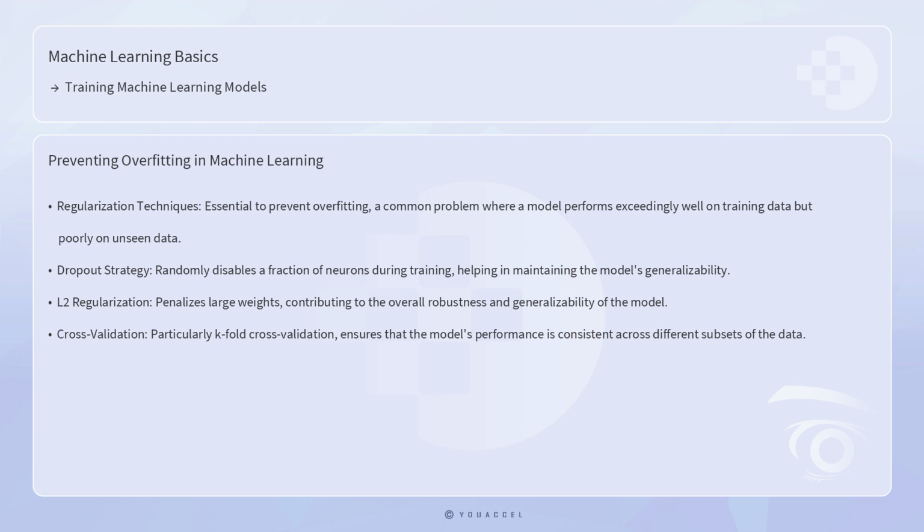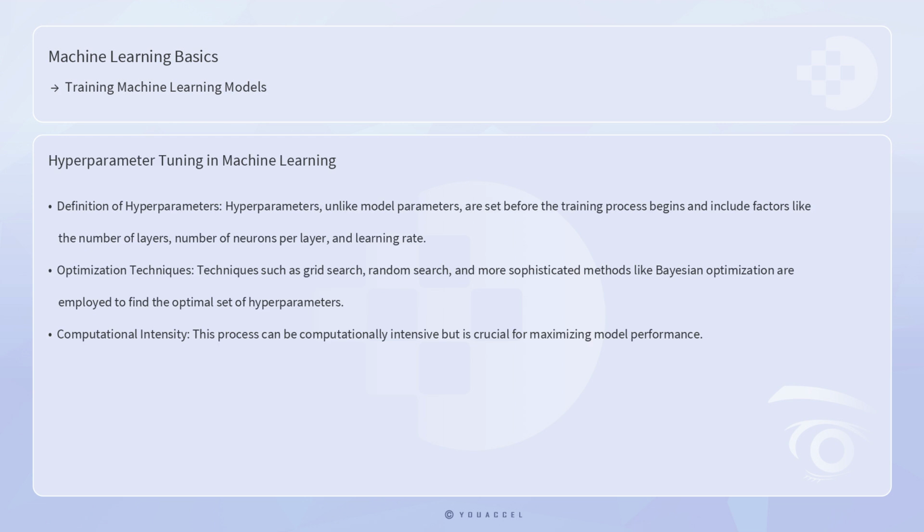Regularization techniques are essential to prevent overfitting, a common problem where a model performs exceedingly well on training data but poorly on unseen data. Strategies like dropout, which randomly disables a fraction of neurons during training, and L2 regularization, which penalizes large weights, help in maintaining the model's generalizability. Additionally, cross-validation, particularly k-fold cross-validation, is a robust method to ensure that the model's performance is consistent across different subsets of the data. Another critical aspect of training machine learning models is hyperparameter tuning.